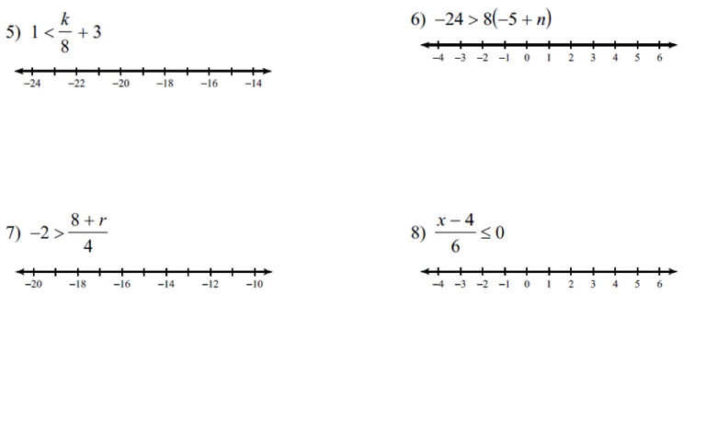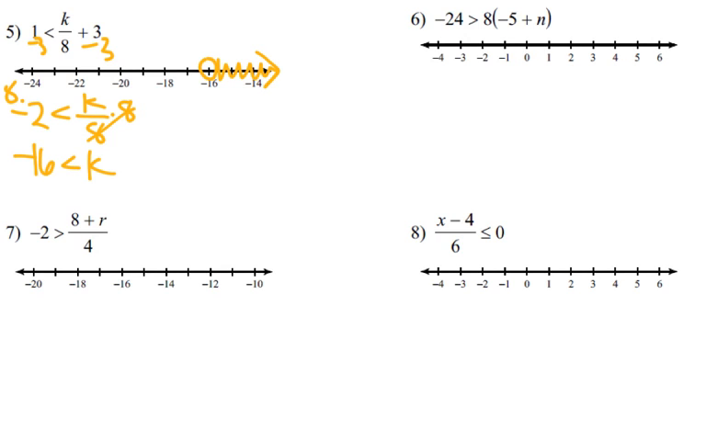Number 5, same idea. Subtract 3. 1 minus 3 is -2 is less than k over 8. So k divided by 8, so I times both sides by 8, giving me -16 is less than k. So -16, there's no equal to, so hollow circle. K is bigger, shade to the right.